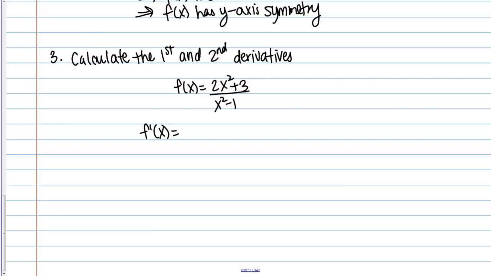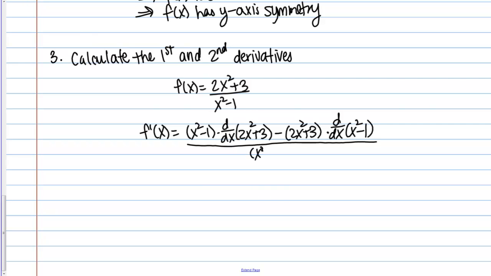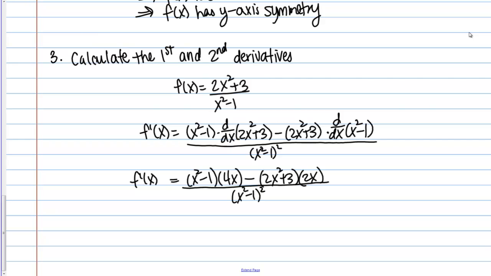I'm going to start with the first derivative, of course. So quotient rule says bottom times the derivative of the top minus the top times the derivative of the bottom all over the bottom squared. Okay, so let's finish taking those derivatives in the numerator there. So we've got x squared minus 1. The derivative of 2x squared plus 3 would be 4x, minus 2x squared plus 3 times the derivative of x squared minus 1, which is 2x. And I still have my x squared minus 1 squared in the denominator.